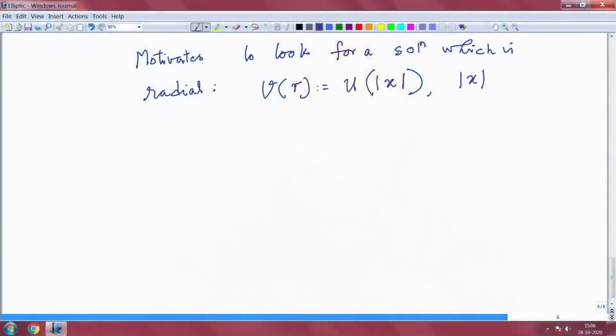By rotating your solution, you are getting another solution. So, right from the beginning, you assume that the function u is independent of the rotation. That means it does not change when it rotates; it will change only if it changes radially. That is what I am saying: the function v of r is u of mod x. Then you want to compute the Laplacian of u. How do you compute the Laplacian of u?